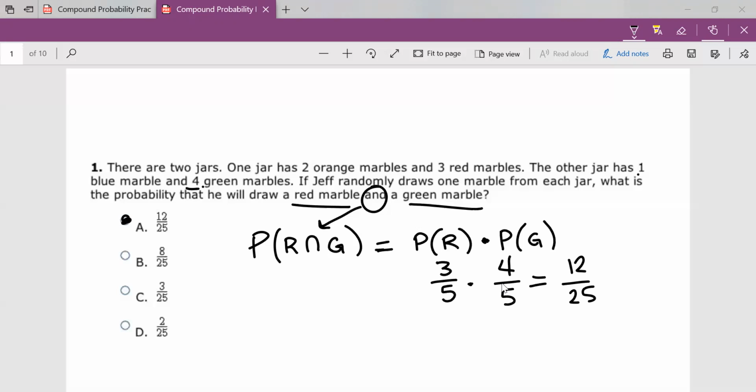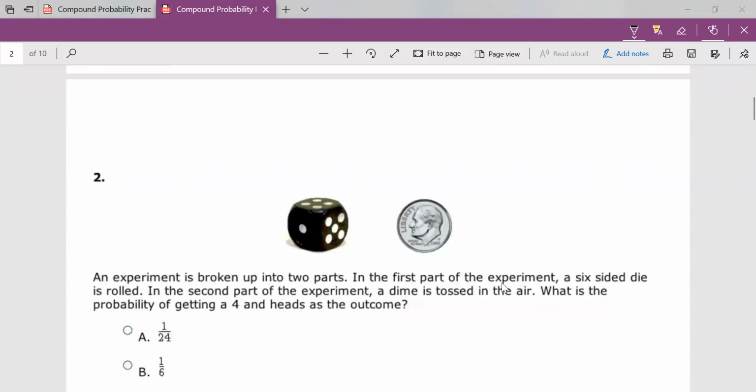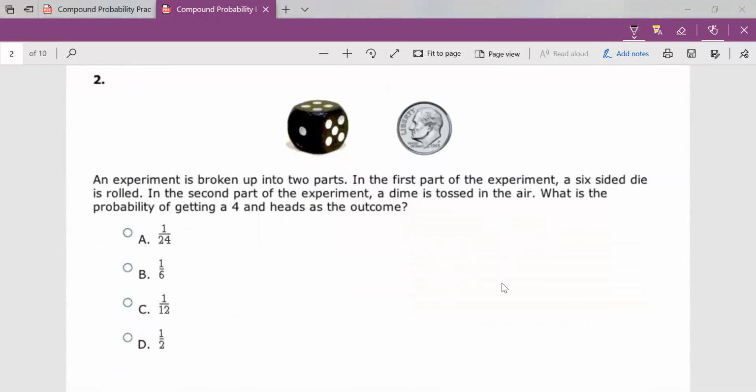So that's letter A. Okay, let's try that again. Number 2. Here we have an experiment and it's broken up into 2 parts. The first part of the experiment is a 6-sided die is rolled. The second part of the experiment, a dime is tossed in the air. What is the probability of getting a 4 and heads? Again, they're independent events because the one does not depend upon the other. So we're looking for the probability of a 4, and then there's my upside down U for and, then we're looking for heads.